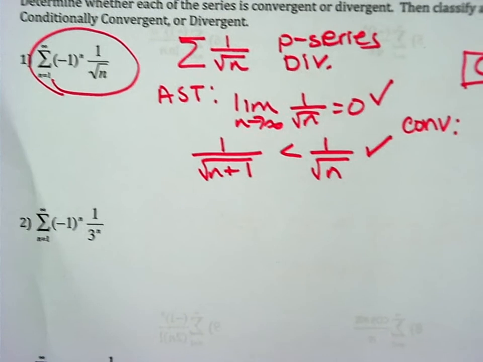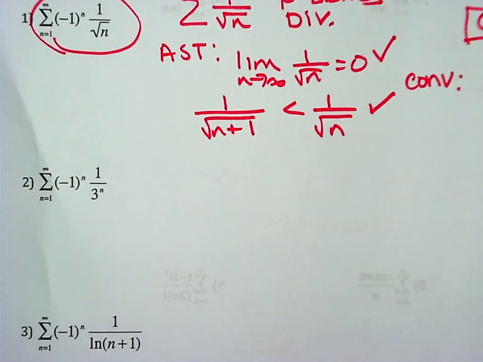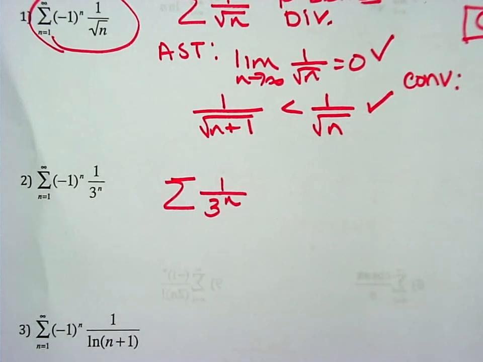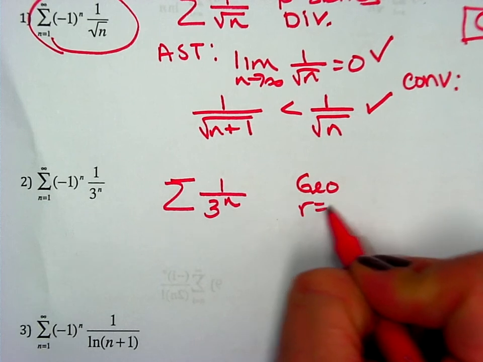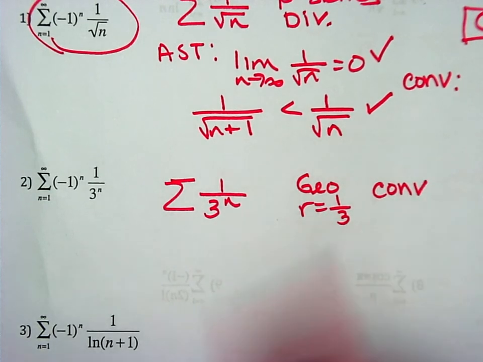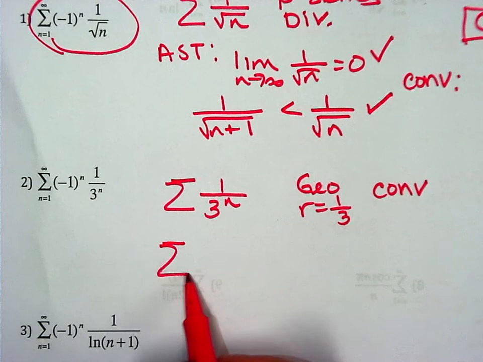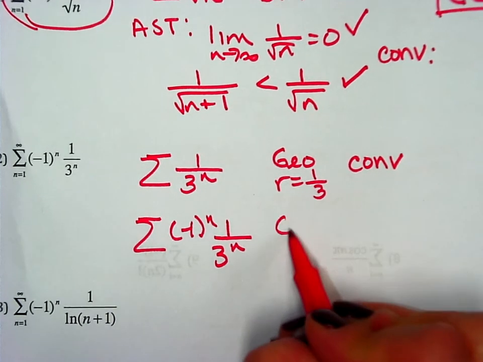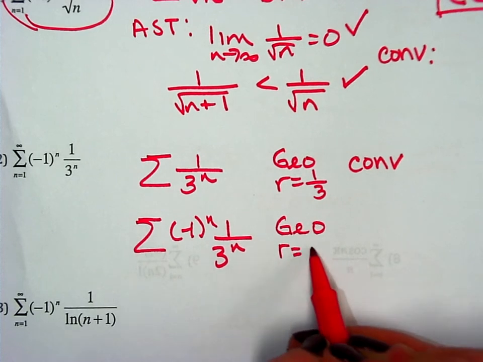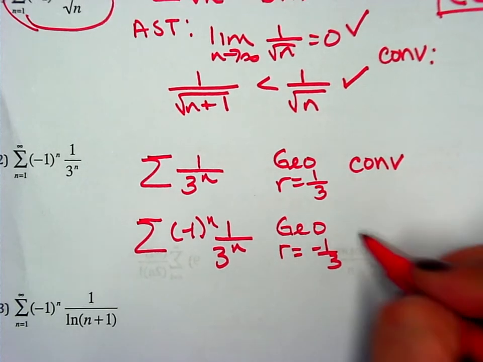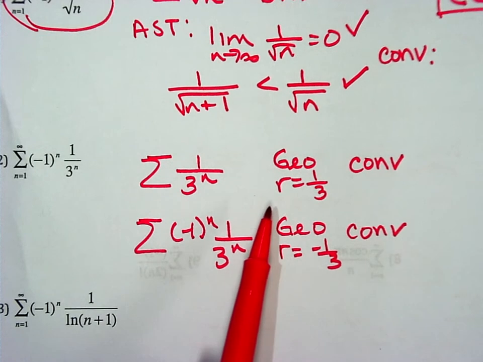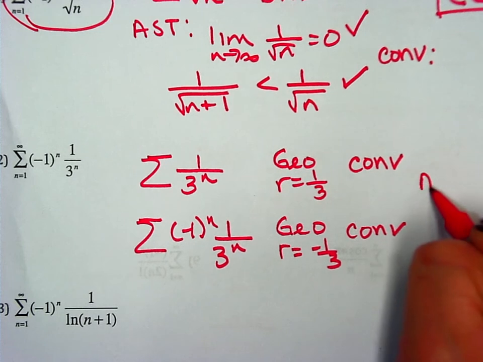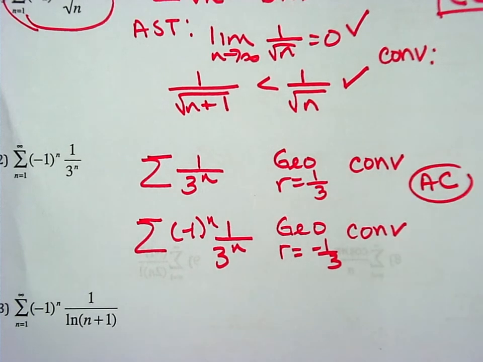Okay, try the next one. If I look at just the absolute value piece, this is my series. The quickest way to do this is to recognize it's a geometric series. R is 1/3, so the absolute value series converges. Now let's look at the entire series with the -1. Notice it's also a geometric series. You can use the alternating series test if you want, but I don't need to. Your R is -1/3, which also converges. So if the absolute value converges and the entire series with the -1 converges, we call it absolutely convergent, which I'm going to use AC for short.